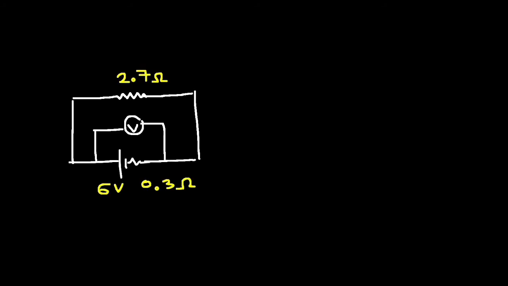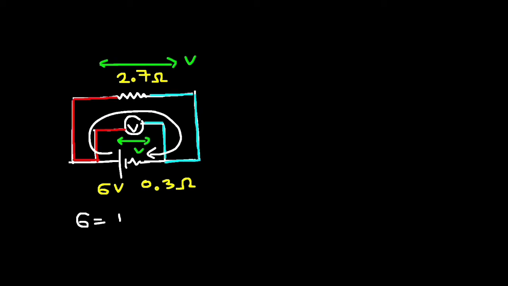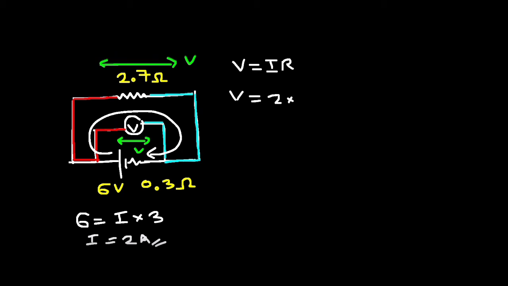1981 question number 21. We are to find the reading of this voltmeter. So this is the setup. Now, if you observe, the potential difference across the 2.7 ohm resistor and the voltmeter are the same. So if we could find the potential drop across the 2.7 ohm resistor, that has to be the answer. Applying Kirchhoff's law for the circuit, we obtain the current flow as 2 amperes, and finding the potential drop across the resistor, we have 5.4 volts as the answer.